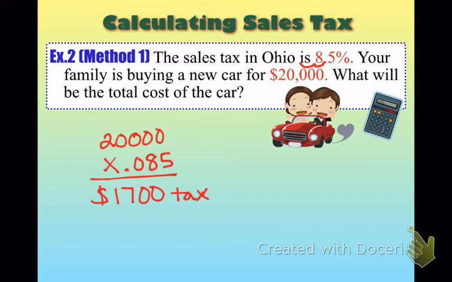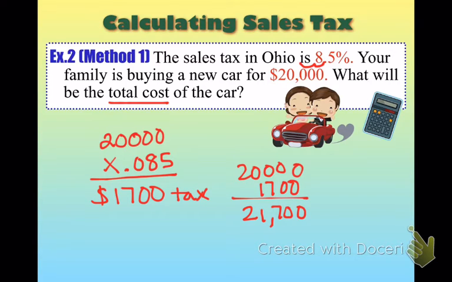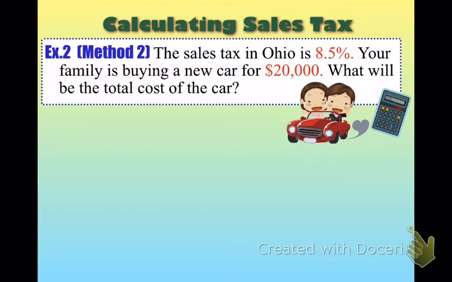Now we're going to take the taxes and add it back to the original price because we want to figure out the total cost. So we're taking $20,000 and adding the $1,700 to it, which gives us $21,700 for the total price. So again, find the tax, add it back to the original price. Now, if you prefer method number 2, I'm going to do the same problem with method number 2. It's the same idea. You can choose to copy this one down, or you can just skip this part and wait till it moves ahead.